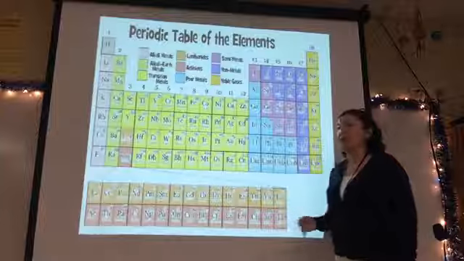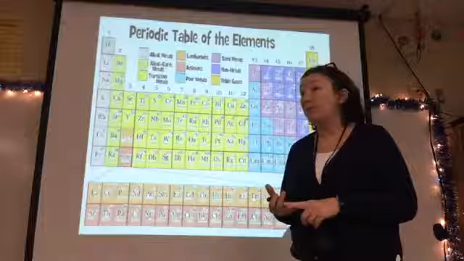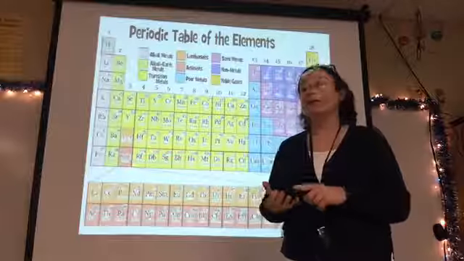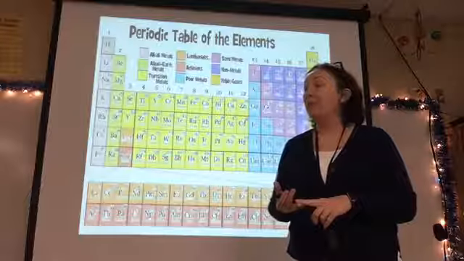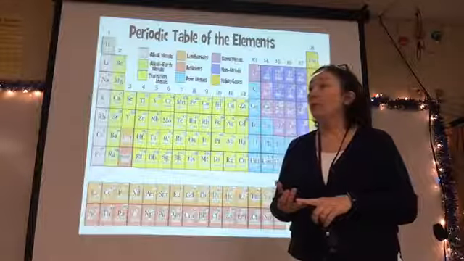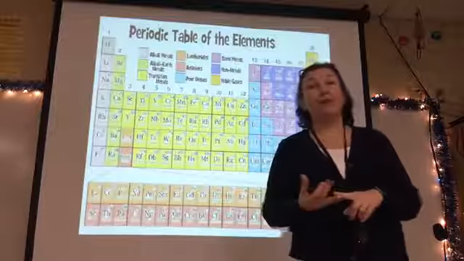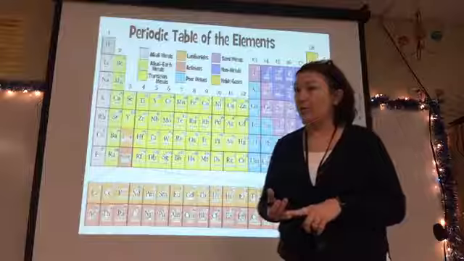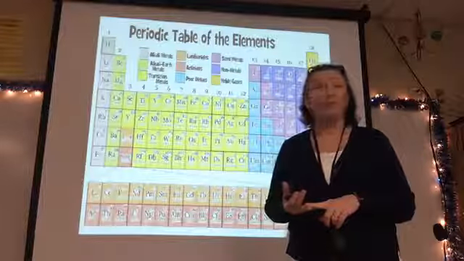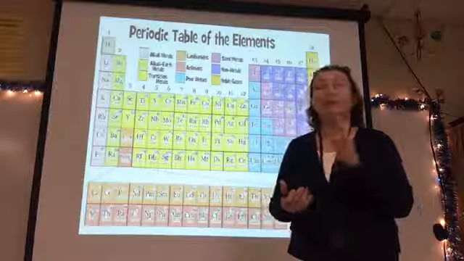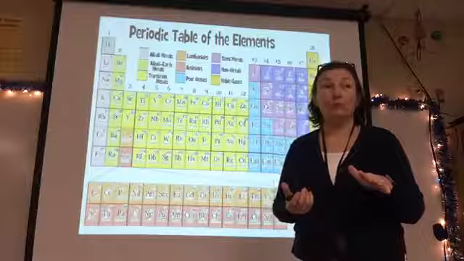So on the test, I will ask you things like to identify the different groups, to know the properties of the groups, to tell me if things are metals or nonmetals, to tell me the properties of metals and nonmetals, to talk about Dmitri Mendeleev and what he contributed, what Moseley contributed, and you know your symbols and names, right? So that's the first part of this chapter. So far, so good. So we know what to do so far?